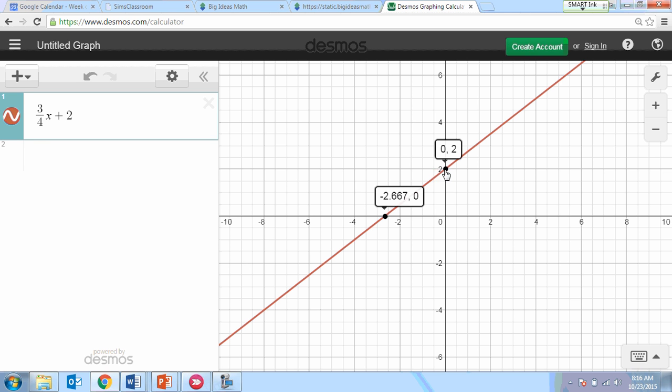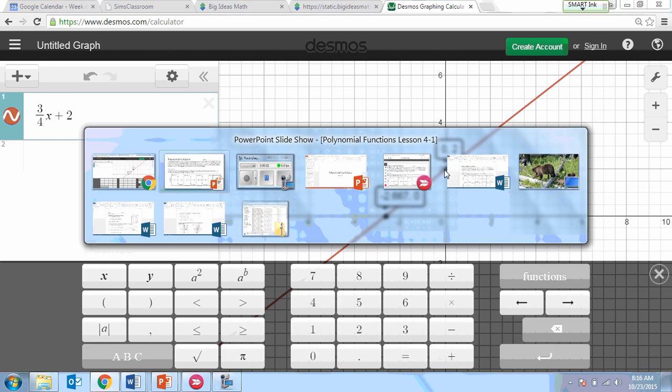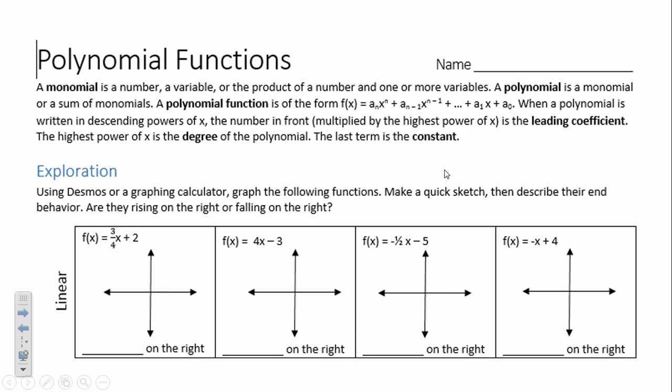Okay. Does everybody get that one graphed on Desmos? Okay. Now that you've got it graphed on Desmos, put it on the paper. And then, what was happening with this? We're making a quick sketch, and we want to describe its end behavior. Is it rising or is it falling on the right? Rising. This one was rising on the right, so I want you to write the word rising down there in the blank. Okay? Now you're on to the next one.